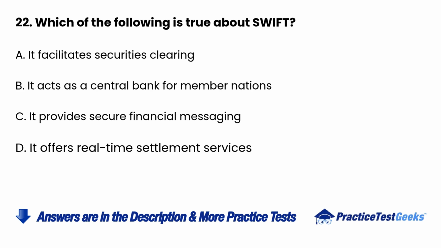22. Which of the following is true about SWIFT? A. It facilitates securities clearing. B. It acts as a central bank for member nations. C. It provides secure financial messaging. D. It offers real-time settlement services.